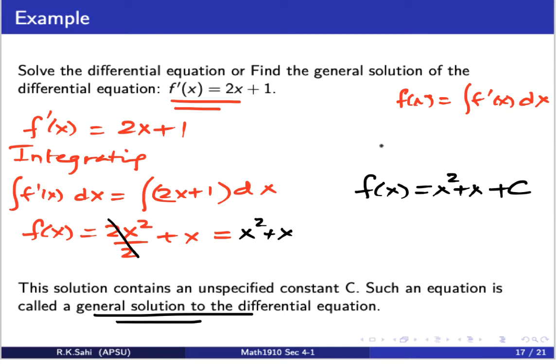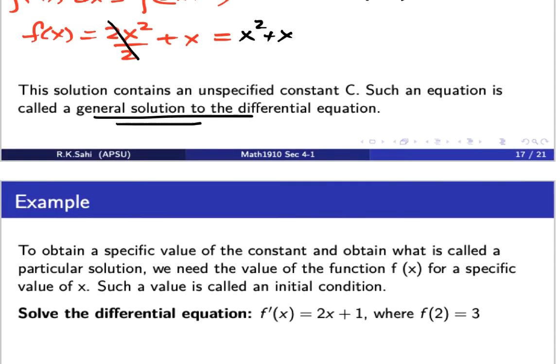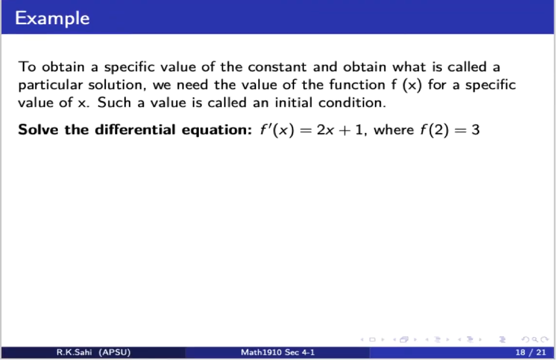We're going to continue with the same problem. So let's look at this problem. Now we're going to obtain a specific value, as I said, of a constant. And as we are able to get that value, we will be able to solve this differential equation. And when we solve this, this is going to give us a particular solution. Okay, so let's look at this one. We just solved f prime of x equals 2x plus 1. Now here, f of 2 equals 3. So this is the condition which is given to us.